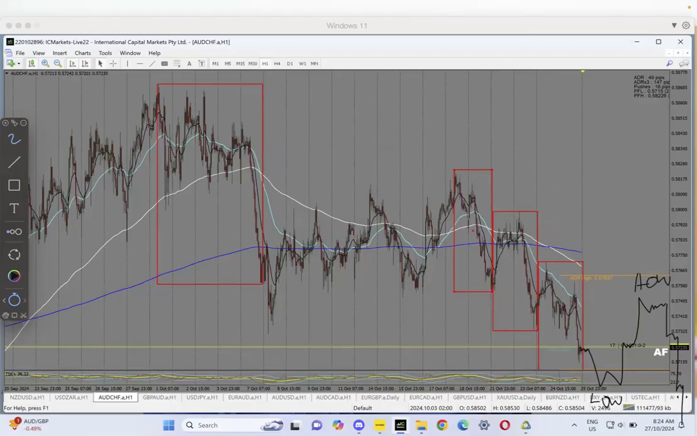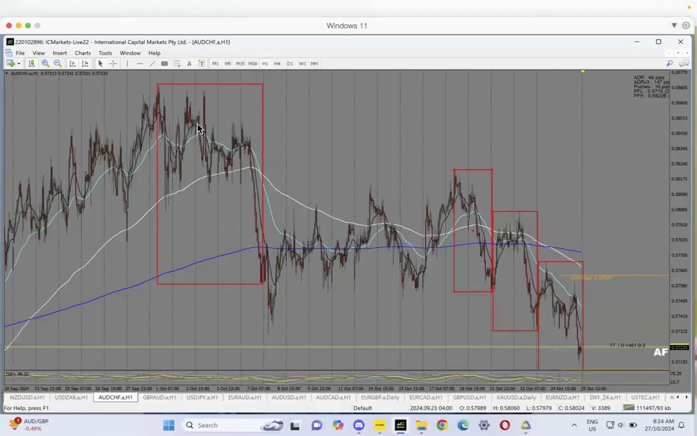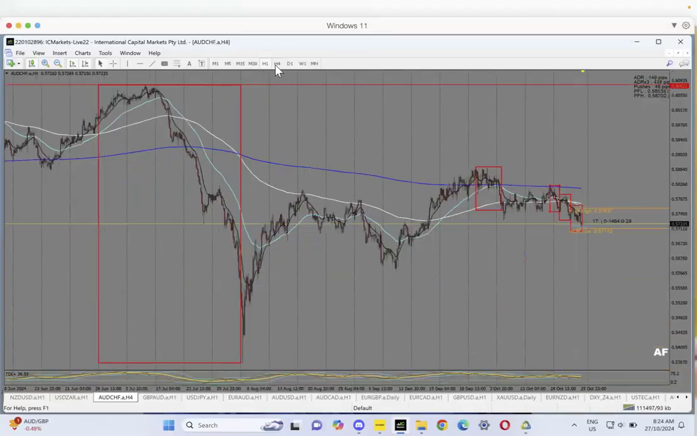Does it make sense, madam? Okay, sir. Yes. But in the long run, sir, it's going to be a long stay. Yes, in the long run it should be a long sell, because that's what we can see from higher time frames.